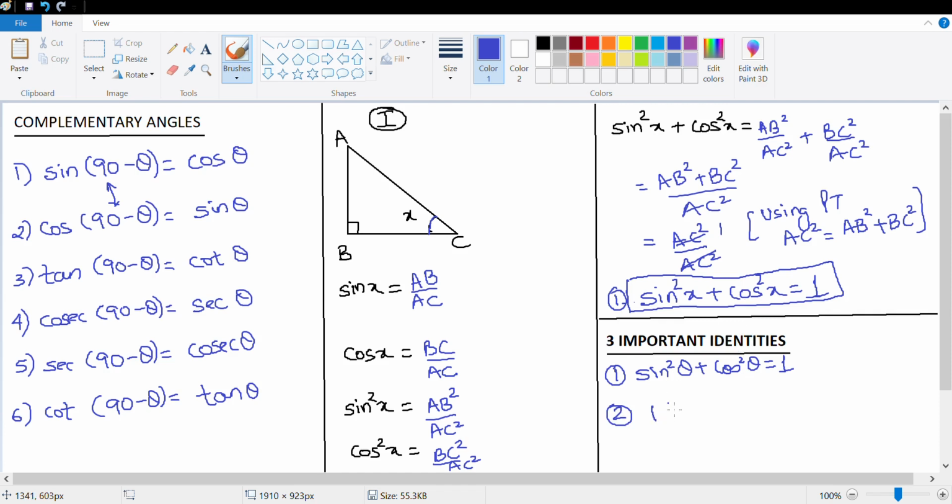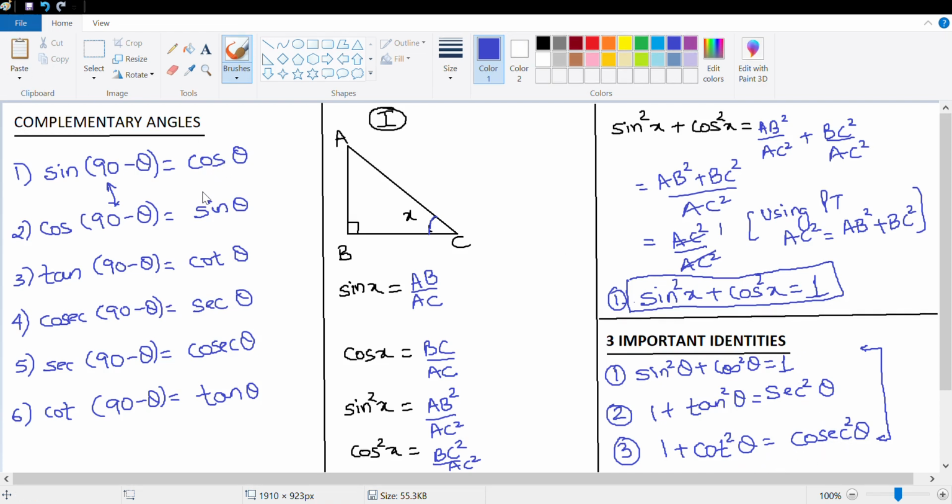The second identity is 1 plus tan square theta is equal to sec square theta. I'm not proving this, the proof is not in your syllabus, but if you just replace tan square in the left hand side with sine square upon cos square, you should be able to prove it on your own. And the last one is 1 plus cot square theta is equal to cosec square theta. So these are the three most important identities in this chapter, which we will keep using again and again. So I repeat, sine square theta plus cos square theta is 1, 1 plus tan square theta is equal to sec square theta, and the last one is 1 plus cot square theta is equal to cosec square theta.